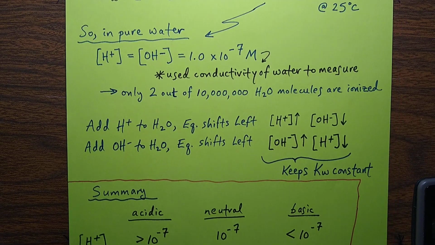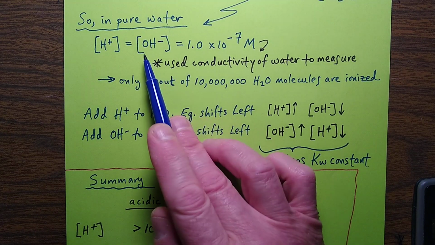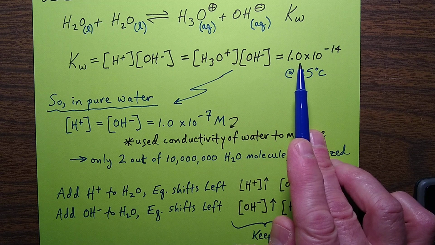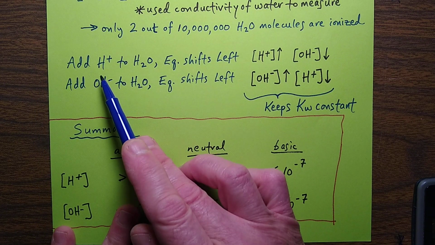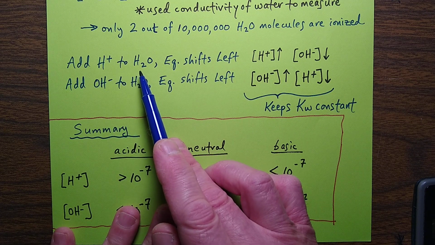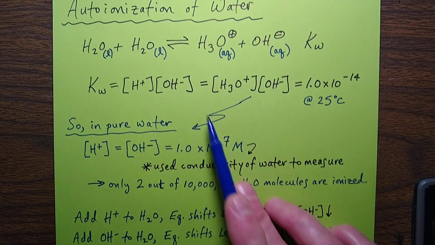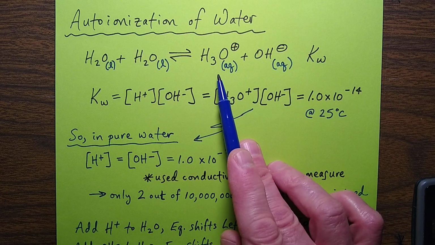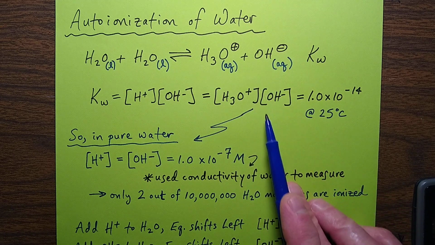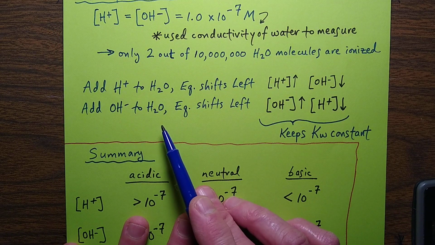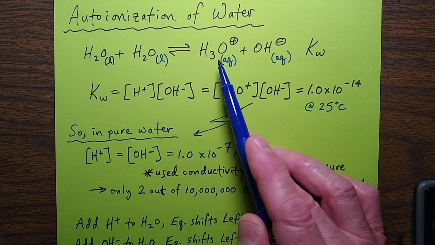And what does that mean? It means that in any aqueous solution, this will always be true. So if you know one of them, you can calculate the other. If you add protons to water, the equilibrium shifts to the left. If you add protons, it shifts left, which means that goes up, but that goes down. If you add hydroxide ions to water, this goes up, so the equilibrium shifts that way, so that goes down.